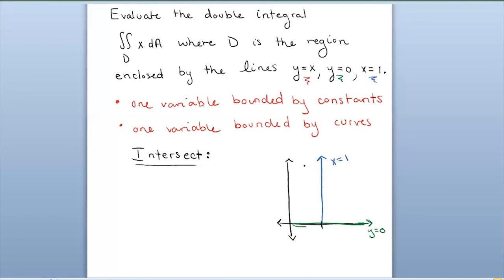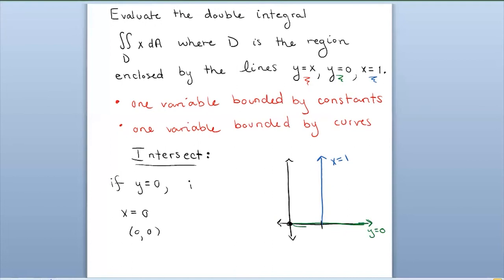But now I want to see where my line y equals x is going to intersect both of these lines. I'll start with the first one. If y is equal to 0, then x would also be equal to 0 because x is equal to y. And so I do have a point at (0, 0). That's one of my intersection points, (0, 0). So that takes care of y equal to 0.